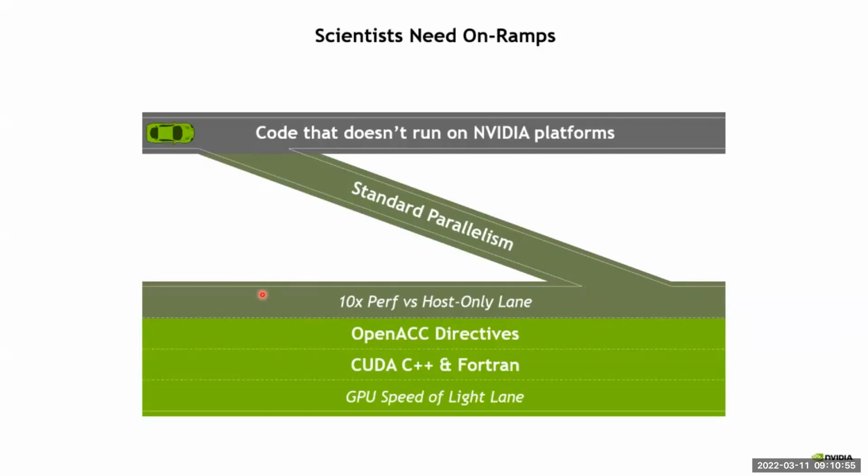Once you're on our platform, you can then decide how much you want to commit to specializing to get better performance on the platform. Maybe using OpenACC directives to get small optimizations to get slightly faster, or maybe even using CUDA C++ or CUDA Fortran to get even faster and closer to the speed of light lane. The point here, though, is that by writing standard parallelism, you're already on the highway, and then you can decide how far you want to commit yourself to getting into the progressively faster lanes.